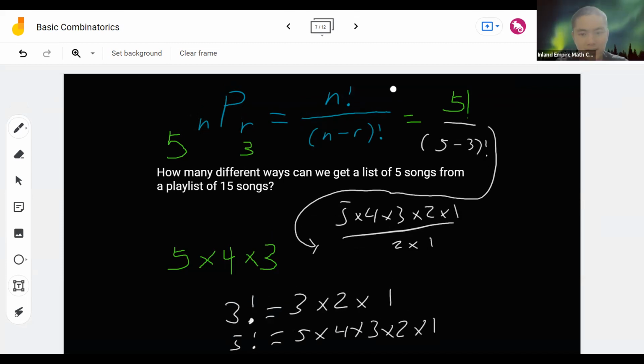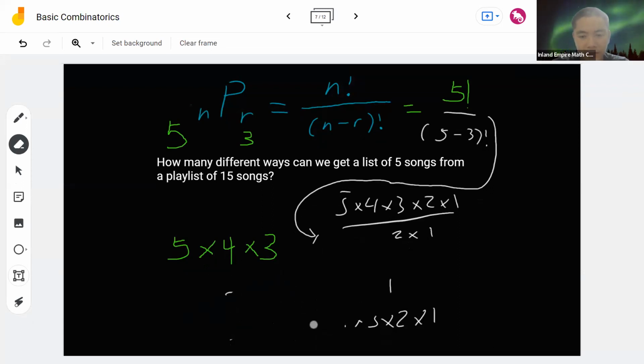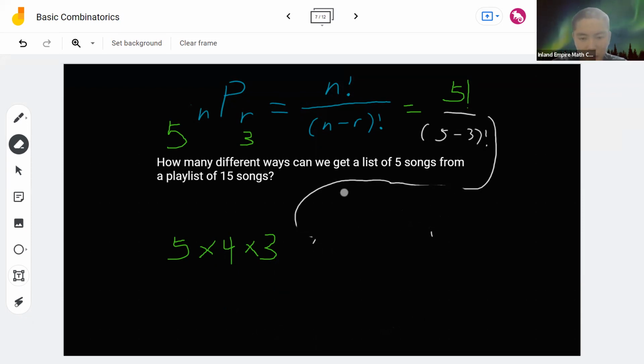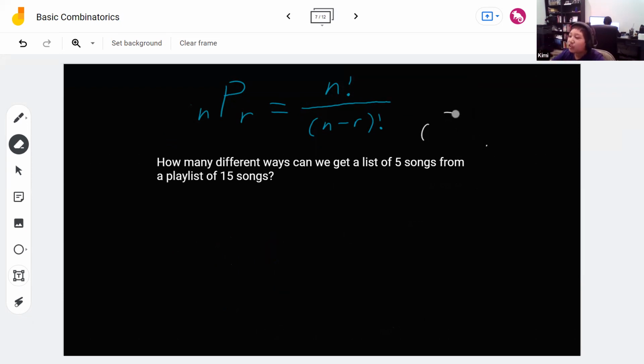All right, yes, great. So how many different ways can we get a list of 5 songs from a playlist of 15 songs? So we want to choose 5 songs from a playlist of 15 songs, where the order does matter. So how will we tackle this problem? Doesn't this mean 15 times 14 times 13 times 12 times 11 times 10?